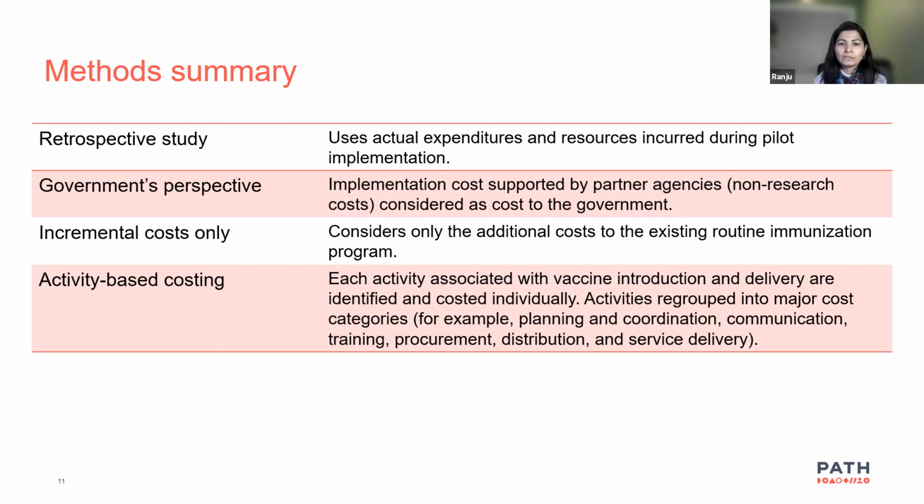the routine vaccine introduction. We looked at only the incremental cost, it is not a full costing, but we considered only the additional cost of adding this RTS,S vaccine into the routine immunization program. We followed an ingredient-based and activity-based costing approach where each activity associated with the vaccine introduction and delivery was identified and costed individually. And those activities, sub-activities were regrouped into the standard cost categories, which include, for example, planning, coordination, communication, social mobilization, training, procurement, etc.